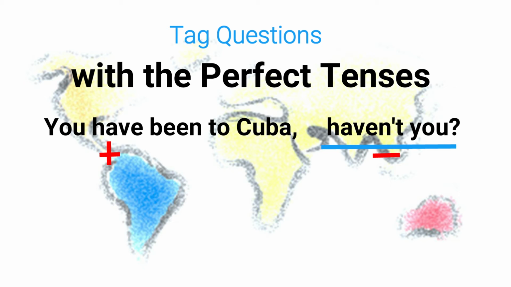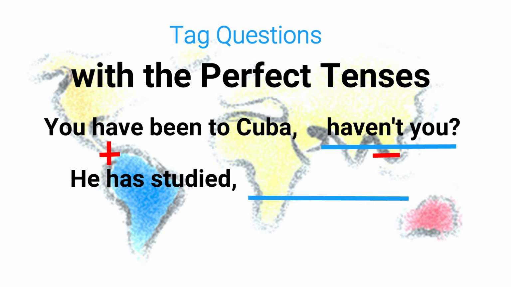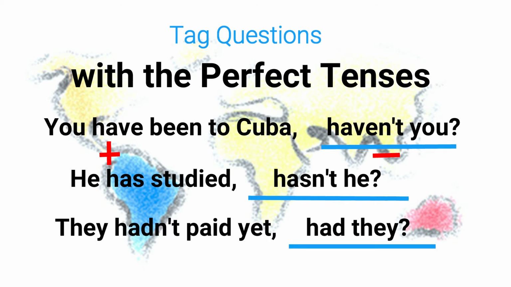For an example of third person singular, he has studied, hasn't he? You'll notice that my tags all use forms of the auxiliary have. In this case, hasn't, negative, because my declarative is positive. For an example of the past in third person plural, they hadn't paid yet, had they? We're using had because we're using the past perfect, and my declarative is negative, so my tag needs to be positive.